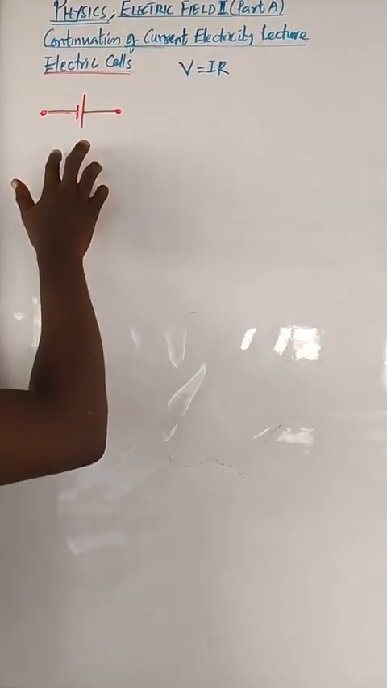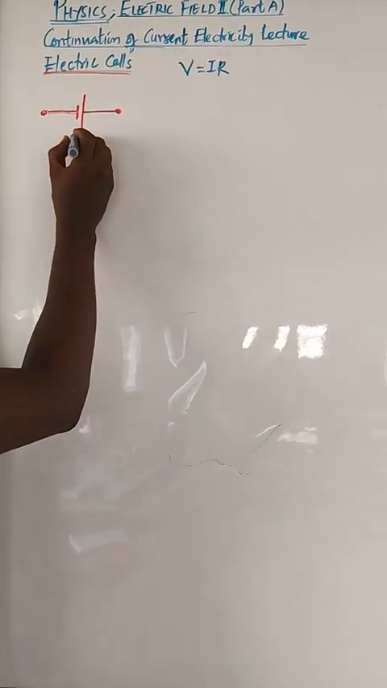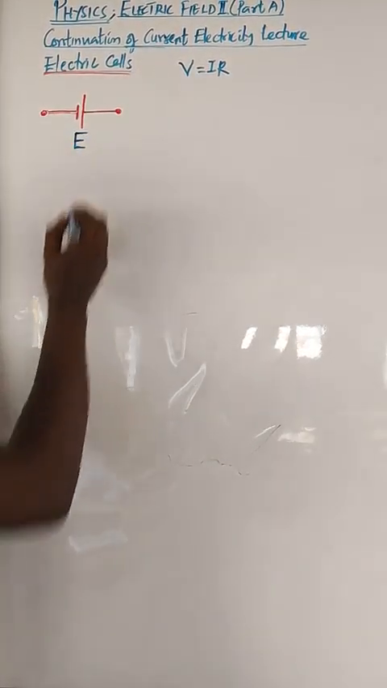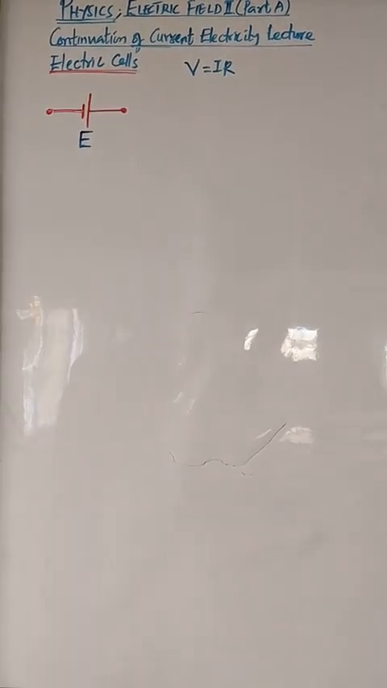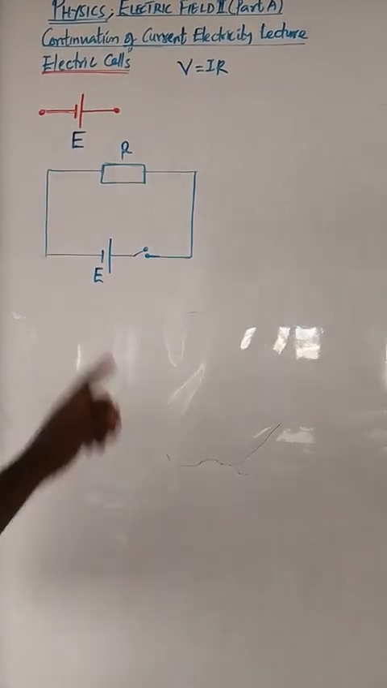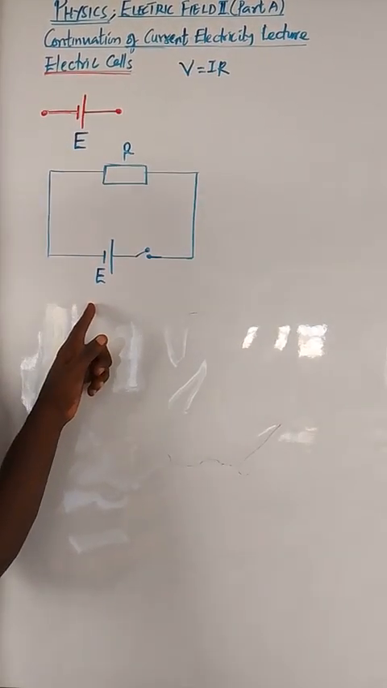So the PD of electric cells, when they are not supplying any current, is called EMF. So what is EMF? EMF is the potential difference across the terminals of the cell when it is supplying no current. Please, you have to know this. If we have a cell in a circuit, for example, let's consider a circuit. So this cell has an EMF of E. Suppose the EMF is 9 volts.